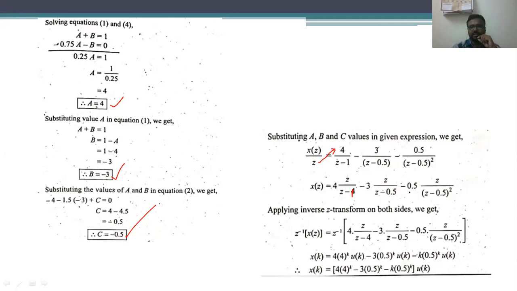Therefore, that value is 0.5 raised to the power k, into U of k. This is the value which is going to be obtained with the help of the partial fraction method. That means the difference equation is going to be solved in this way with the consideration of initial conditions. In the similar fashion, we will solve one more problem.